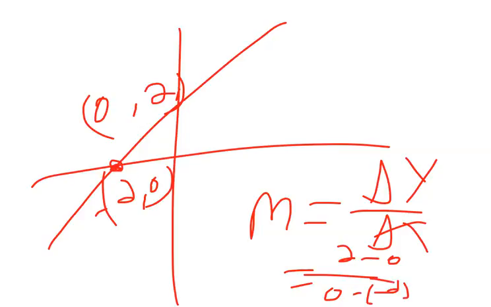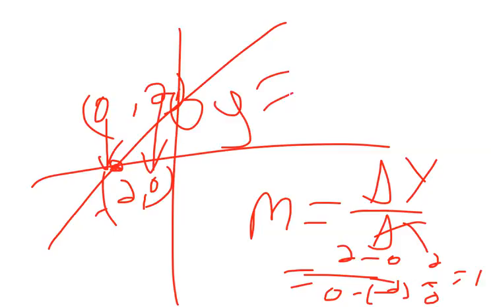If you're going to do it this way, with the point (0, 2), 2 minus 0 is the change in y, and the change in x is 0 minus negative 2, so that's a 2. So it's 2 over 2, and the slope is 1. The y-intercept is 2 because that's the value of y at x equals 0. So the equation for this line would be y equals 1x plus 2, or just y equals x plus 2.